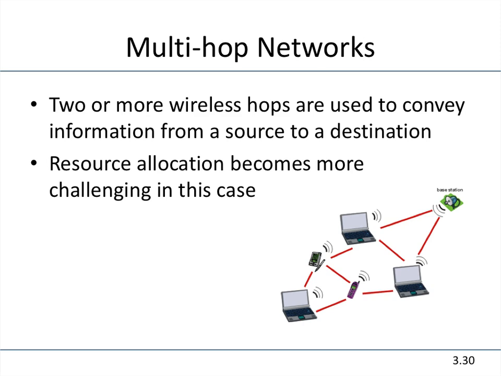So far we talked about this optimization in infrastructure networks, where I have a centralized architecture with a base station and multiple mobile stations. You see how much variety of problems we have discussed so far. All of this assumes a single hop, either downlink or uplink.